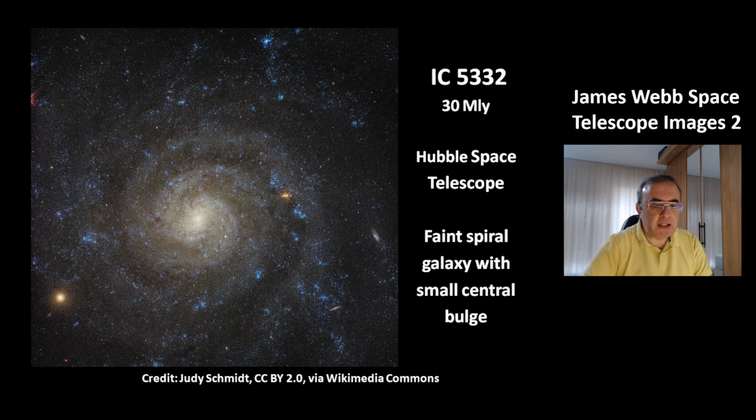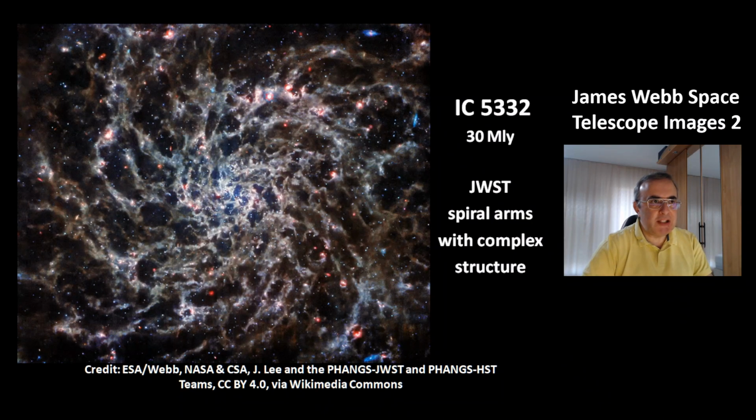This is a picture of the galaxy IC 5332 at 30 million light years distance from Hubble Space Telescope. It is a faint spiral galaxy with a small central bulge. This picture is from the James Webb Space Telescope, and it shows you the details of the spiral arms with complex structure.